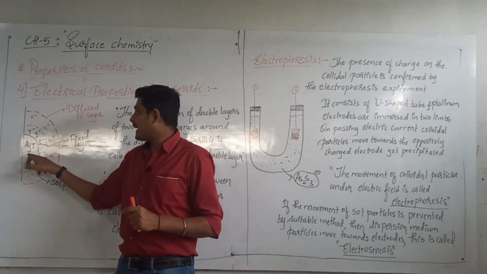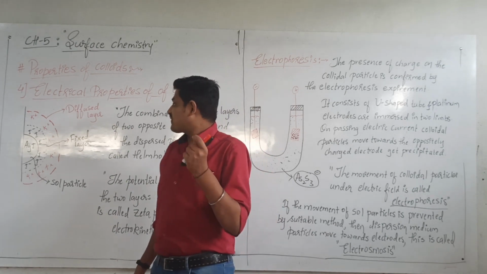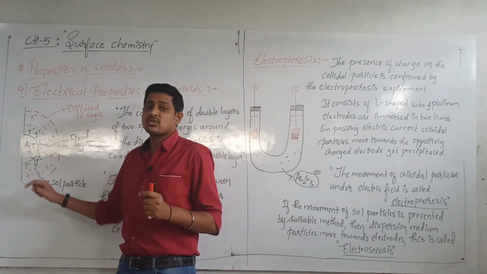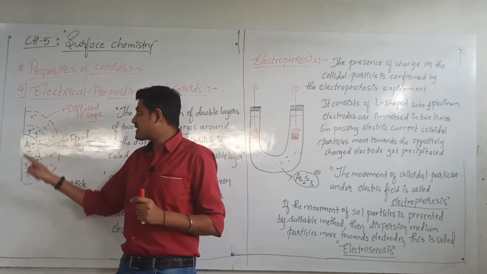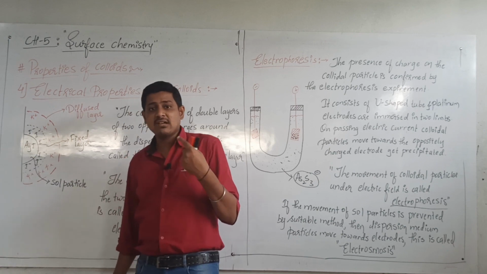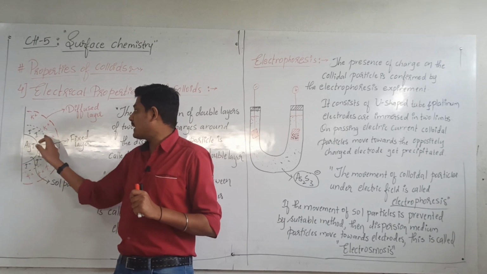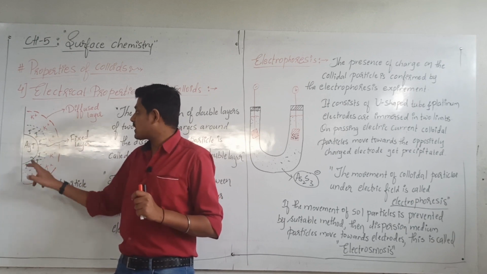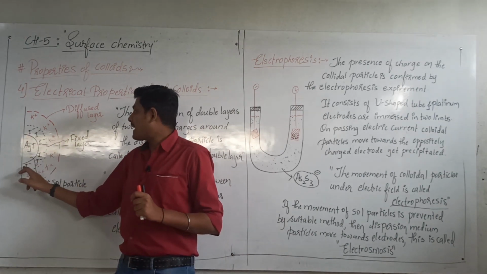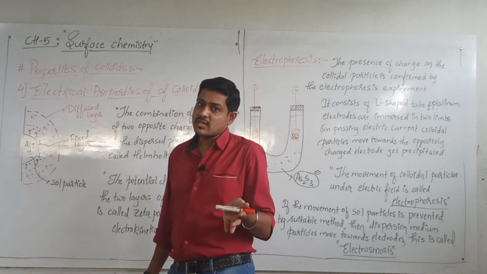Now, this silver iodide can adsorb either positive charge or negative charge. If the positive charge has to come on this, then AgI has to adsorb Ag+ on its surface. And if AgI has to be a negatively charged colloid, then it has to adsorb negatively charged iodide ions. In this case, the silver iodide has adsorbed iodide ions on its surface, so the charge is negative.